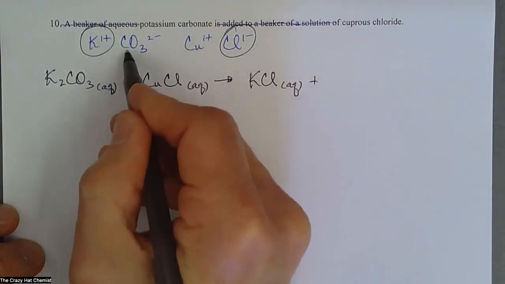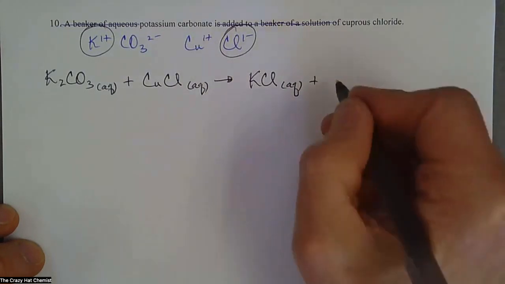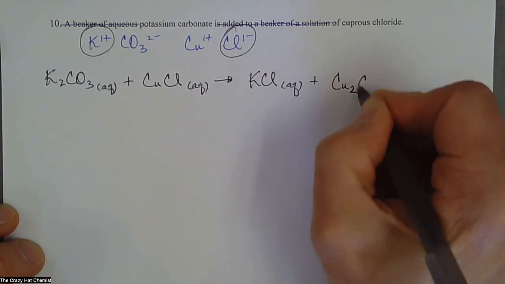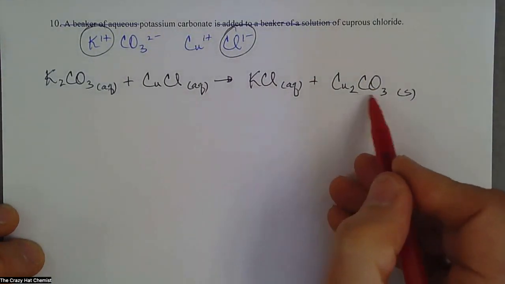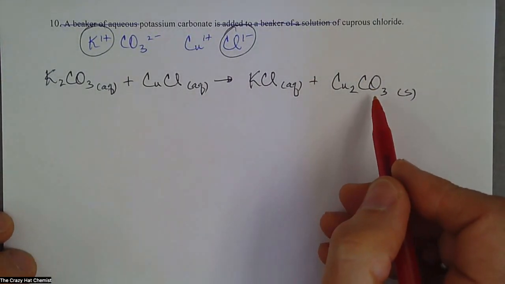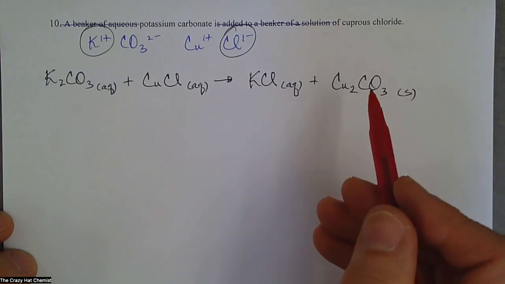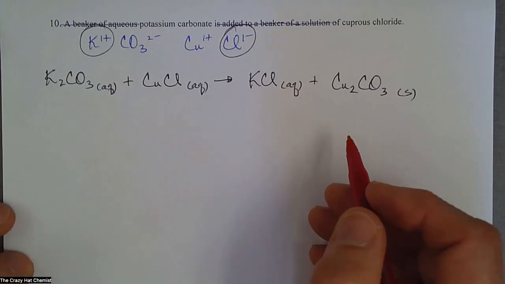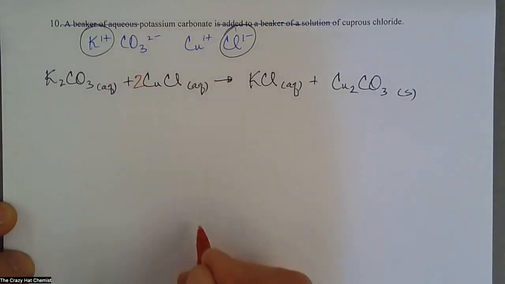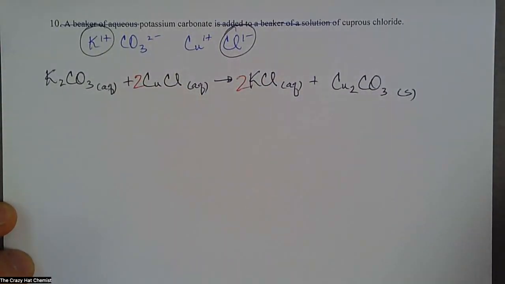And then the copper and the carbonate are going to get together. So that's Cu2CO3, and that's a solid because carbonates are insoluble except for group 1, the alkali metals, or ammonium ion, and this is not it. So there's 2 of those and 2 of these. That's balanced. Now we're going to write the total ionic equation.